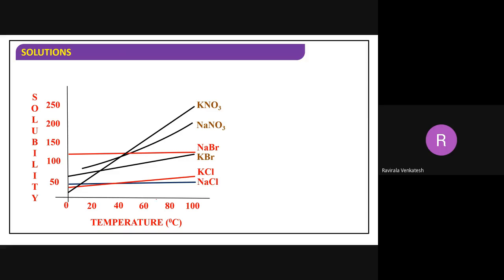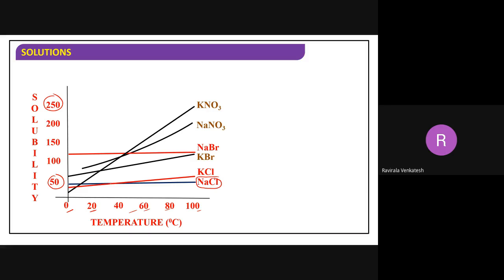Now let me see what happened here. I have taken different temperatures: 0, 20, 40, 60, 80, 100 degrees Celsius, and the solubility of different types of solutes. Here the solubility is increasing from 50 to 250 grams per liter. Now when you observe NaCl, you don't get much difference from 20 to 100 degrees Celsius. There is no change in the solubility.